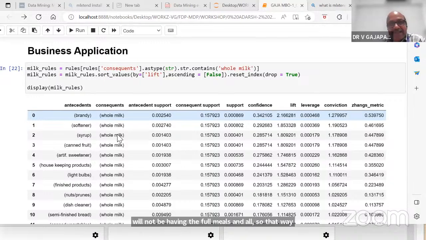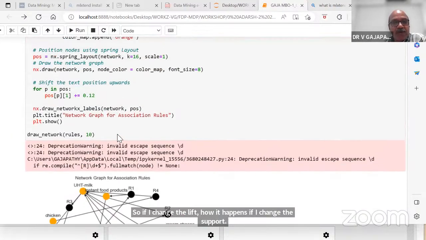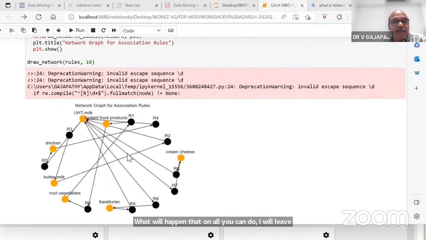So if I change the lift, how does it happen? If I change the support, what will happen? That and all you can do. I will leave this code to you, and you see it changes automatically, and the entire thing is changed now. Using this you can discuss, and the same methodology you can use in teaching the same tool to your students also. Your students will definitely get impressed, and they will very much like the marketing management training.